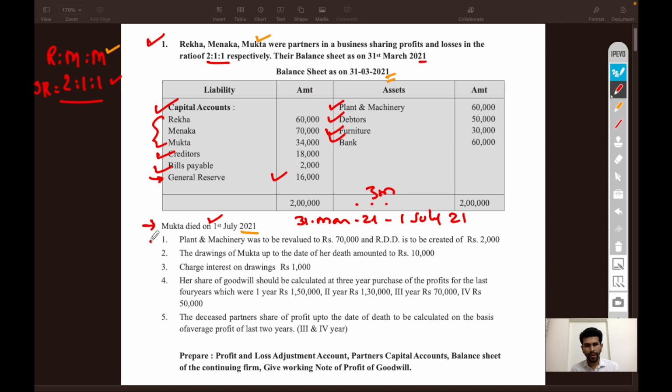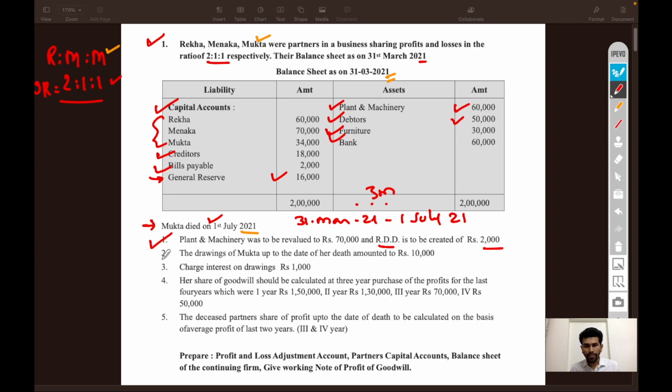First adjustment, plant and machinery was to be revalued to 70,000 rupees. There is an adjustment in plant and machinery, so we will write it in the inner column. And RDD is to be created of 2,000 rupees. Reserve for doubtful debt is created from debtors, so there is an adjustment in debtors also. Debtor is a person from whom money is receivable. Debtor is a customer to whom goods are sold on credit and money is receivable. So we will make a provision for reserve for doubtful debt.